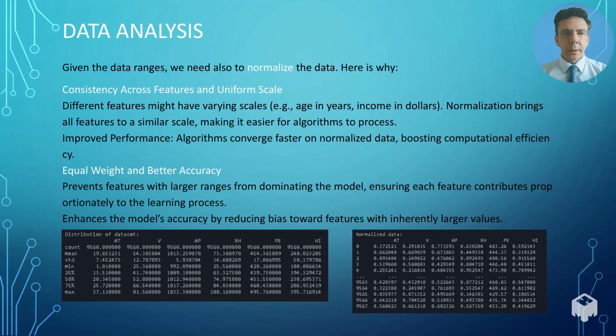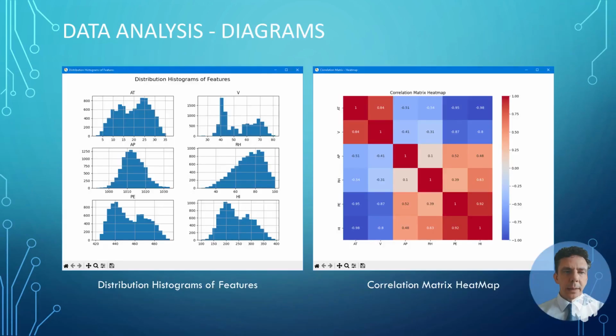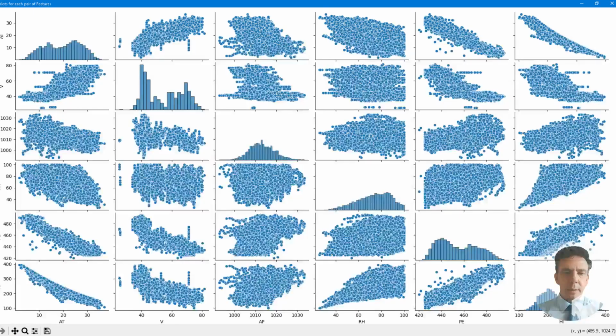Given the data range, we also need to normalize the data because we need consistency and a uniform scale across the different features, and we want equal weight and better accuracy. You can see in the reference the GitHub project where you can see all the code, and this is the output of the normalized data after adding the heat index and normalizing it. These are the diagrams showing the distribution and the relationship between the different features.